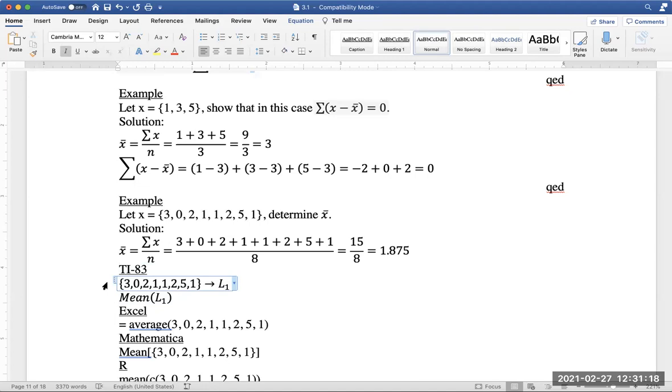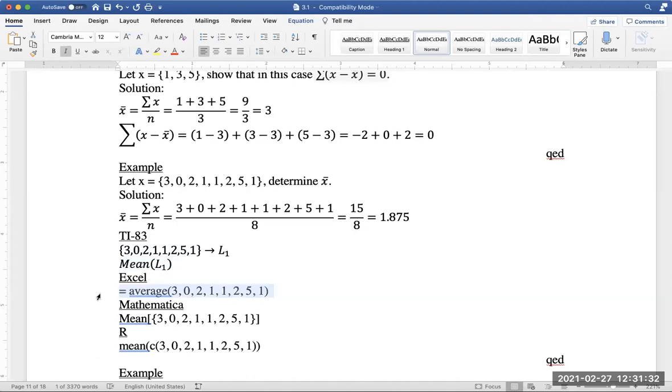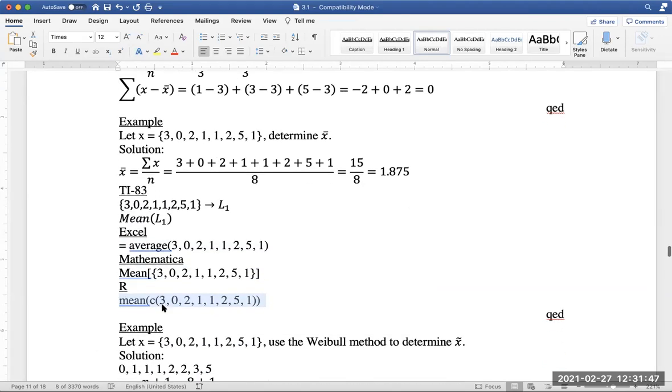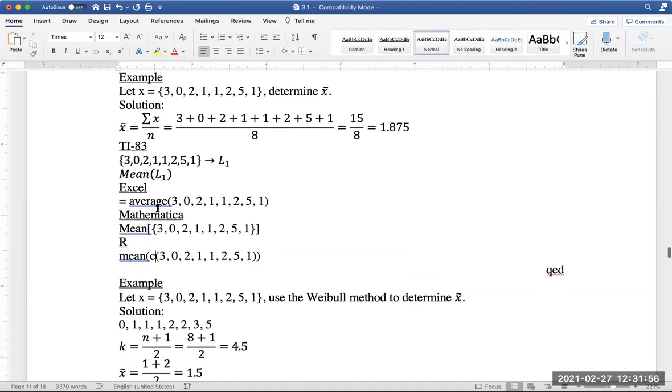You could use the TI-84, plug in your data with a curly bracket, plug in all your data values, store it in L1, and then compute the mean of L1. You could take it to Excel and do the average of those numbers, or in Mathematica, the mean of those numbers. In R, you could do the mean of, well, you have to put it somewhere, so the column of C of those numbers. We've done those several times, so I think you know how to use those.